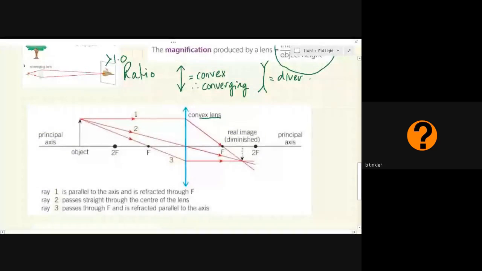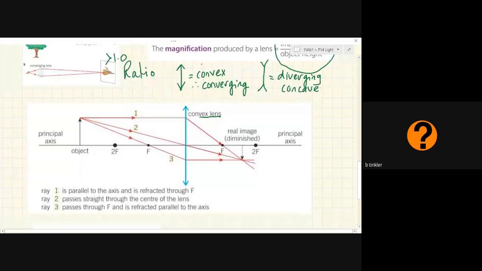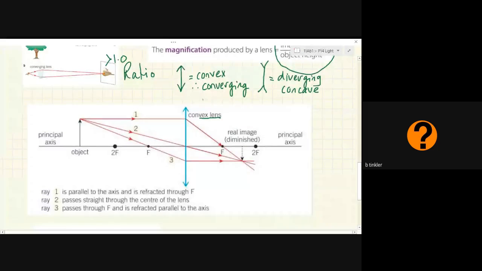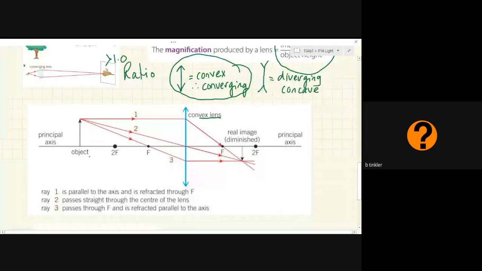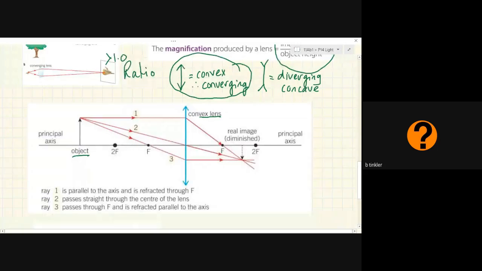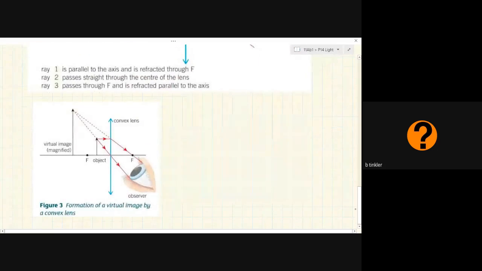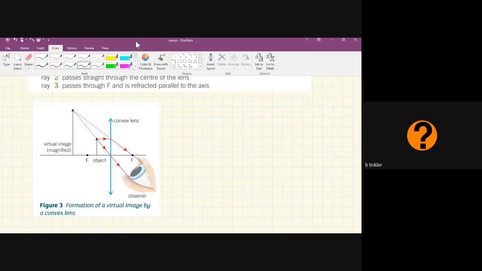A concave lens would look like this. We'll come to this one in a minute. Most of the diagrams fit with convex lenses. The position of the object relative to the focal length of the lens will determine where the image forms. So keep this in mind, and I'm going to make a bit of space and draw a diagram down here.